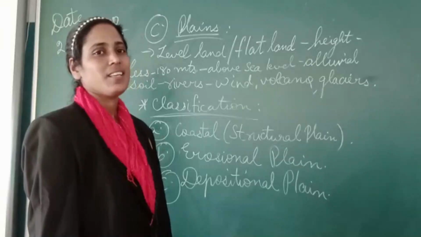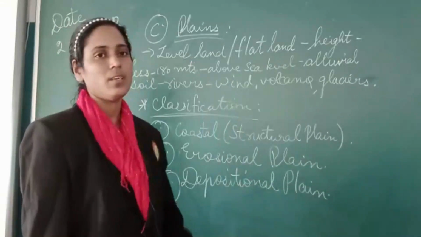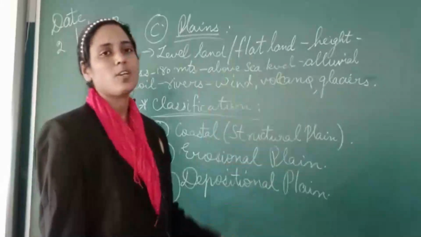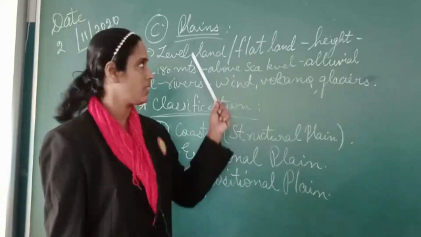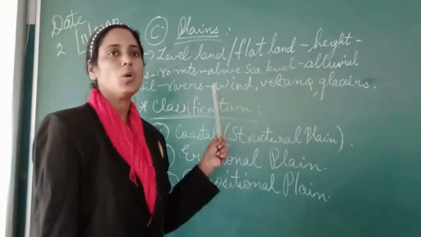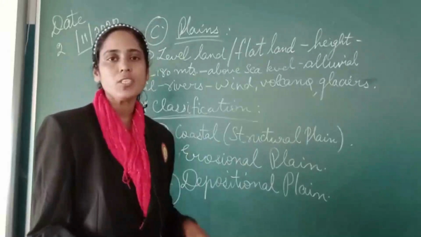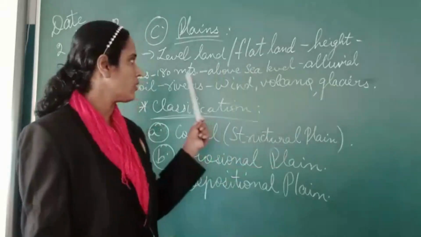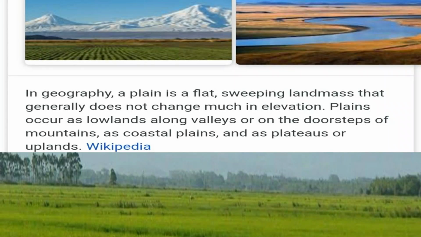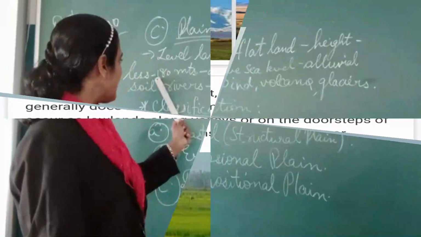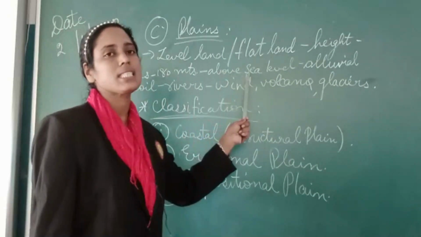Morning students. Today we will be doing the topic over here in which we have the third category of landforms, that is plains. We did mountains and plateaus. The third one is plains. In the previous video we saw about the plains, in which it's a flat surface. So the definition here is the level land, a flat land. Approximate height is less than 180 meters above sea level.